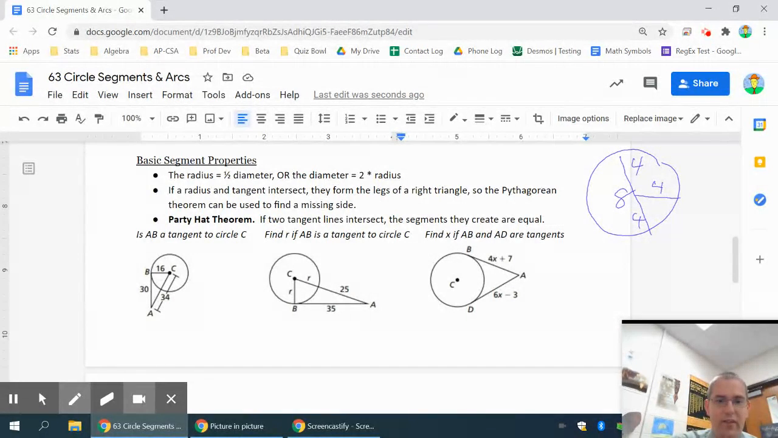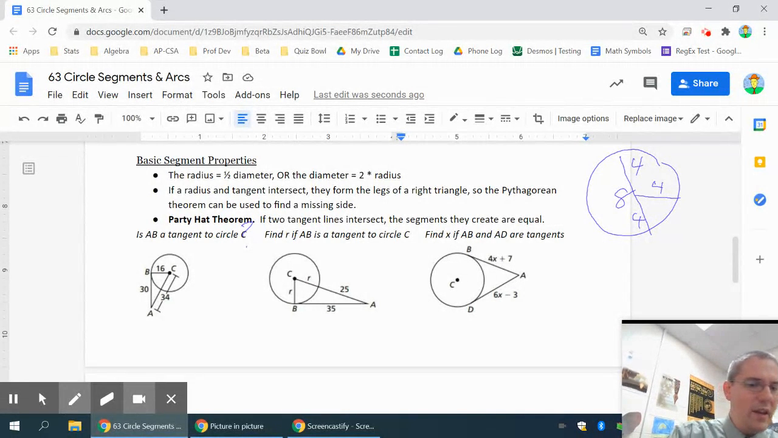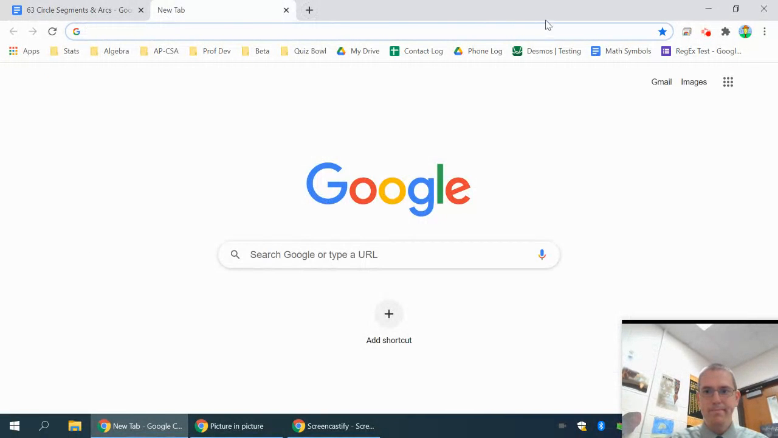The next thing is that if a radius and a tangent intersect, they form a right triangle. So in this case, you can basically use this to know that this will be a right triangle if the Pythagorean theorem works. So it says, is AB a tangent to circle C? And when it asks that question, I can say, hey, is 30 squared plus 16 squared equal to 34 squared? And that's where it's probably time to pull up Desmos.